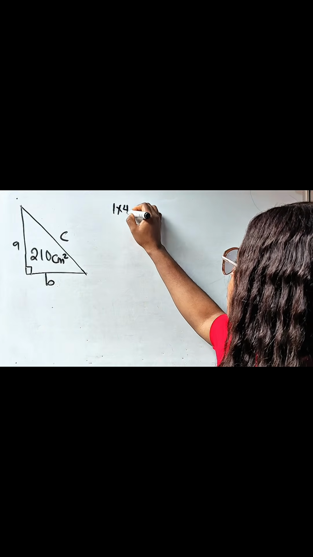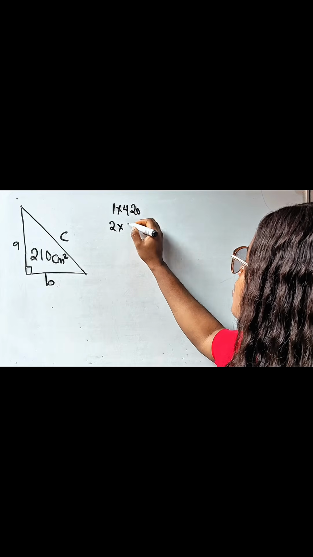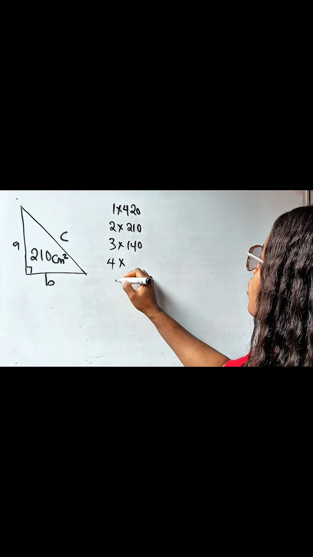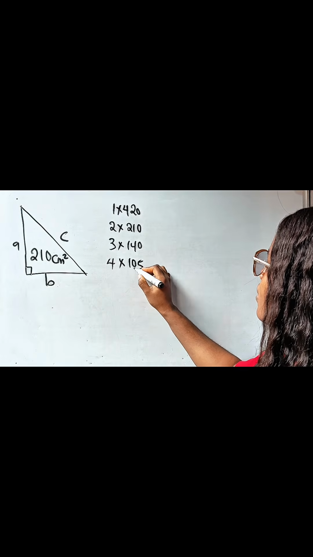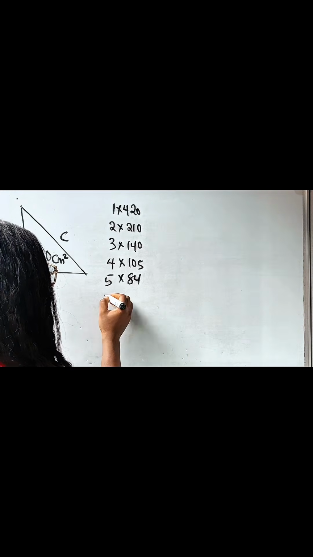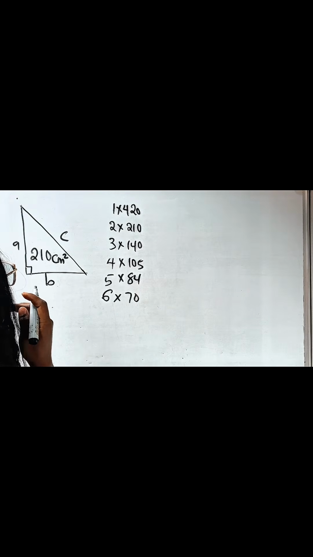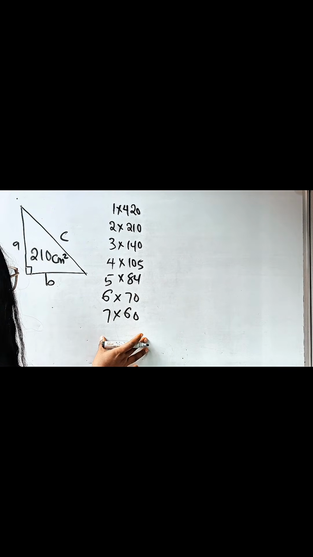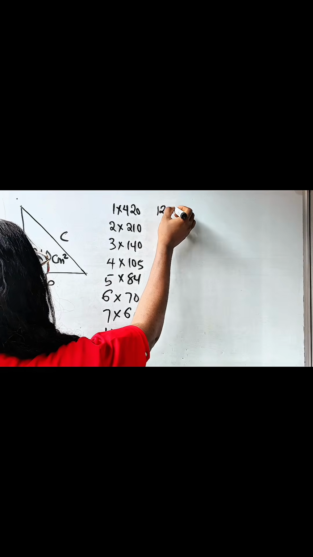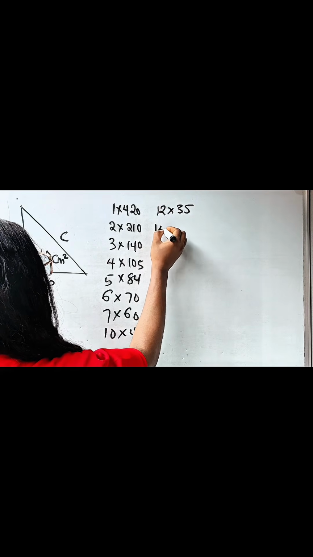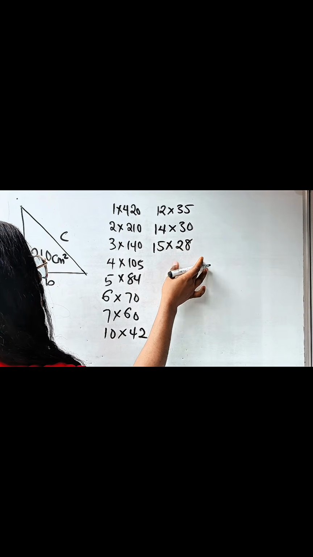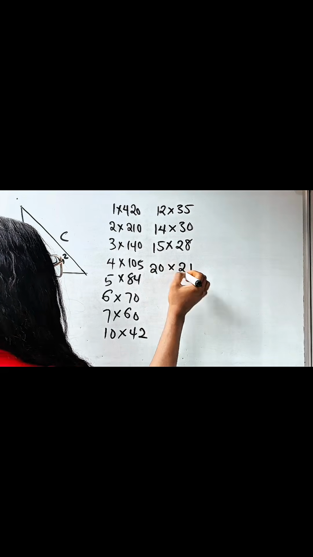They are 1 times 420, 2 multiplied by 210, 3 multiplied by 140, 4 multiplied by 105, 5 multiplied by 84, 6 multiplied by 70, 7 multiplied by 60, 10 multiplied by 42, 12 multiplied by 35, 14 multiplied by 30, 15 multiplied by 28, and 20 multiplied by 21.